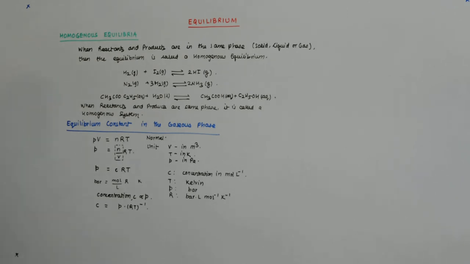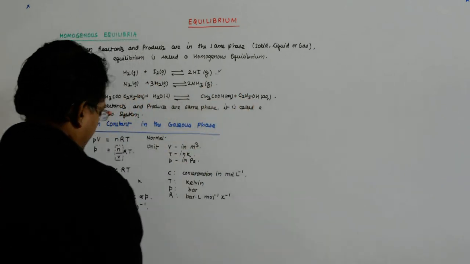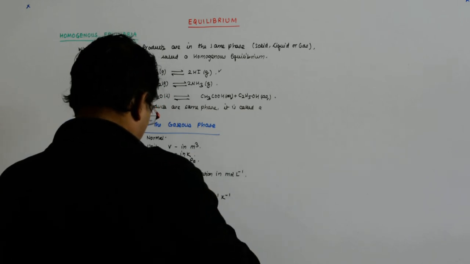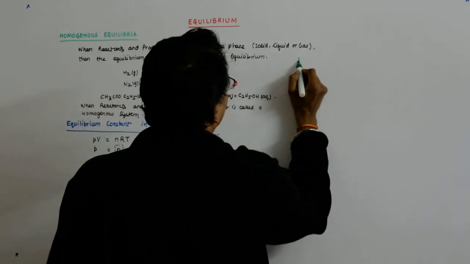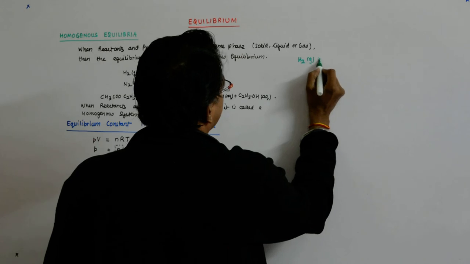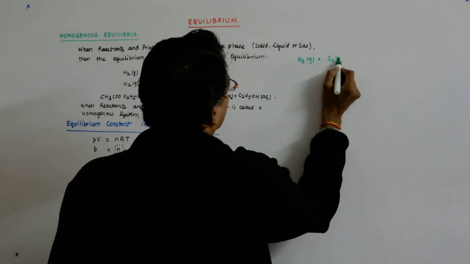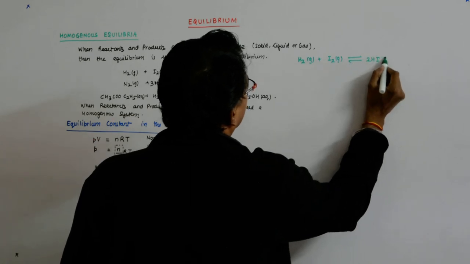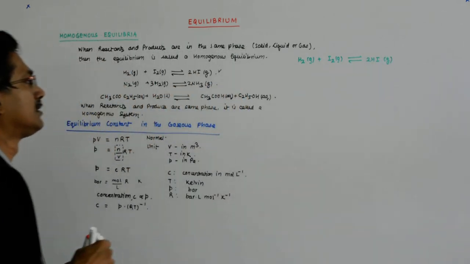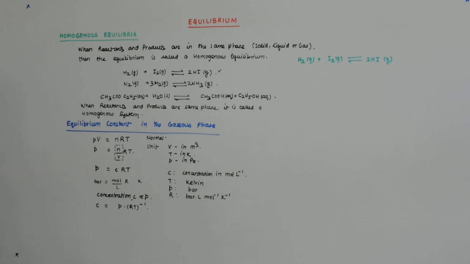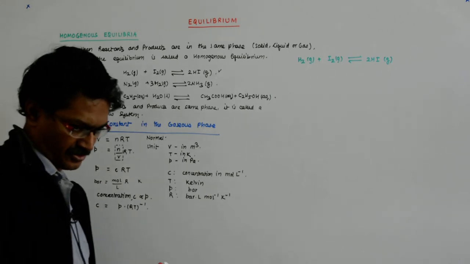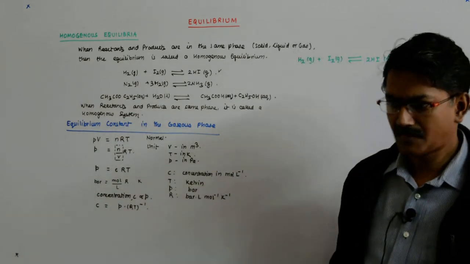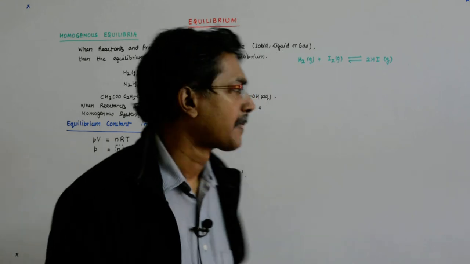So let us pick up this famous equation that we have been dealing with: H2 in the gaseous state plus I2 in the gaseous state, giving you 2HI in the gaseous state. This is only for the gaseous. This is the gas equation you are using. And they all have to be in the same state. Otherwise it's not possible, right?